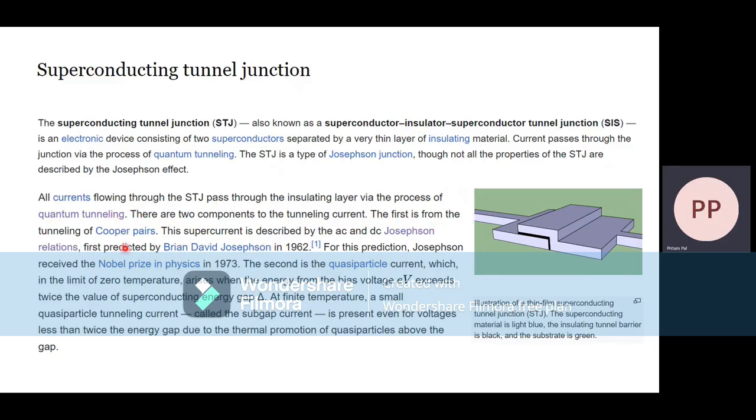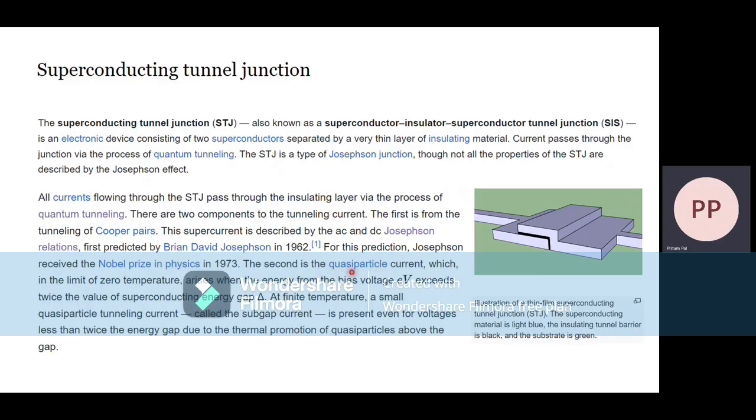The first comes from the tunneling of Cooper pairs, which is a bound state of two electrons. The flow of the Cooper pairs is considered as a supercurrent. This supercurrent is described by the AC and DC Josephson relations that I'll show you later. So the first one is coming from the tunneling of the Cooper pairs.